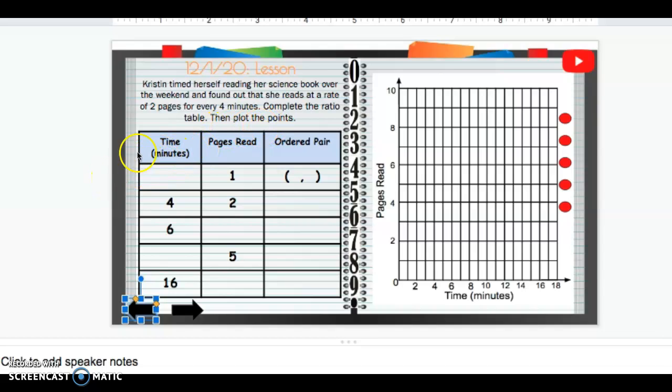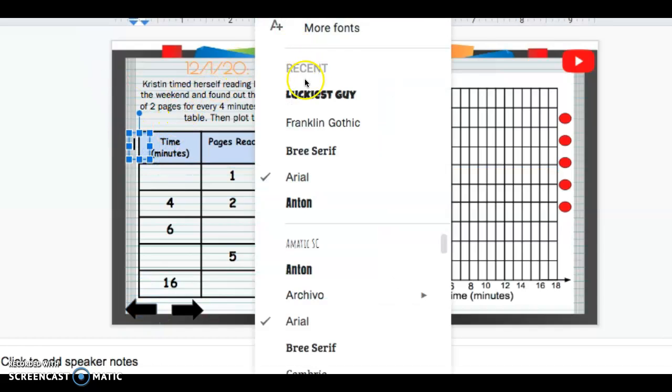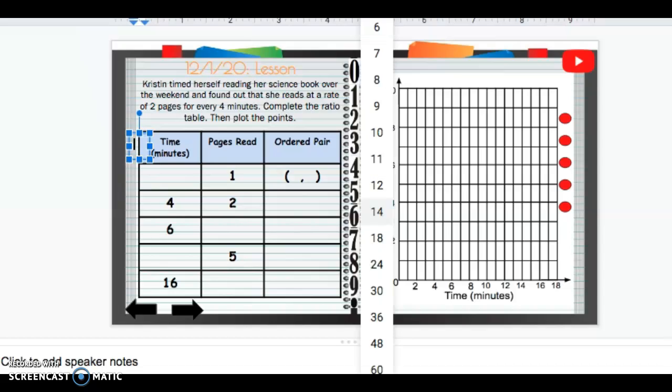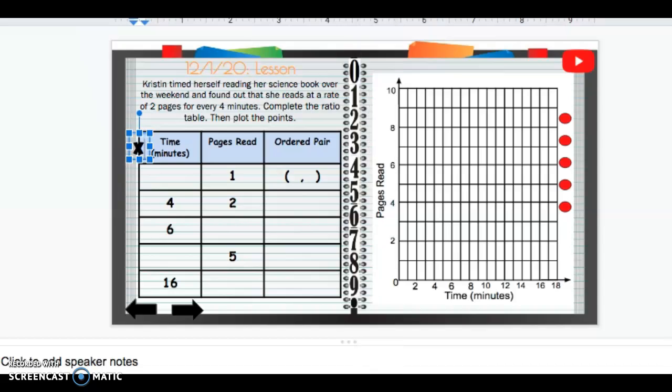So you have your time, which is your x. And then your pages read is your y. So you have your time, x, pages read, y. So you have to figure out the pattern here.